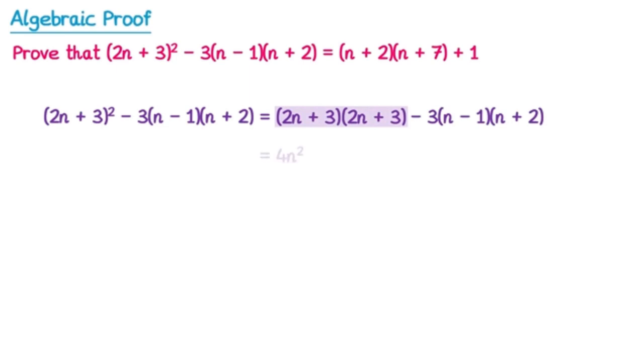2n times 2n is 4n squared. 2n times 3 is plus 6n. 3 times 2n is also plus 6n, and 3 times 3 is plus 9.